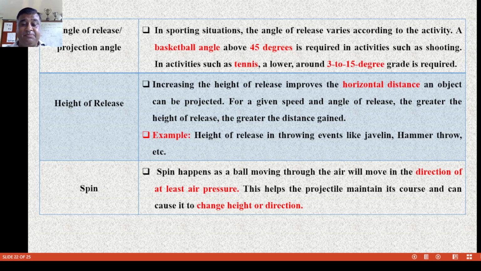Next is spin. A spinning object moving through the air will move in the direction of least air pressure. This helps the projectile maintain its course and can cause a change of height or direction.